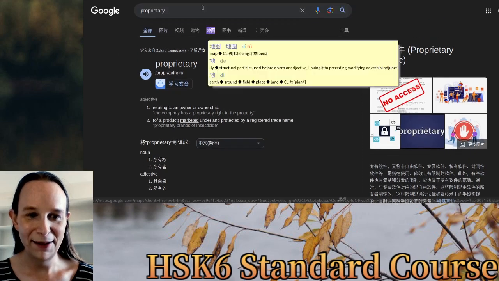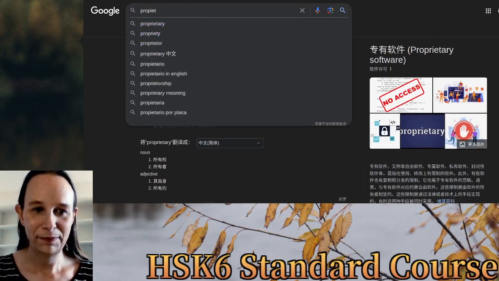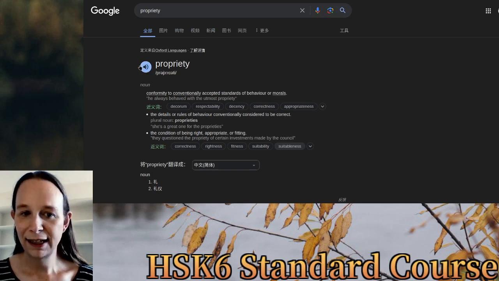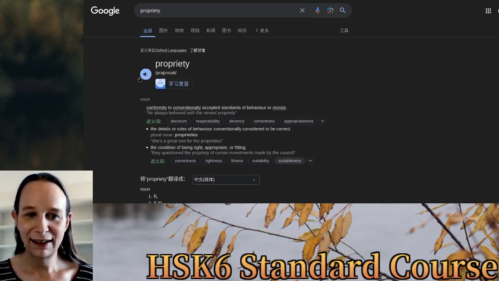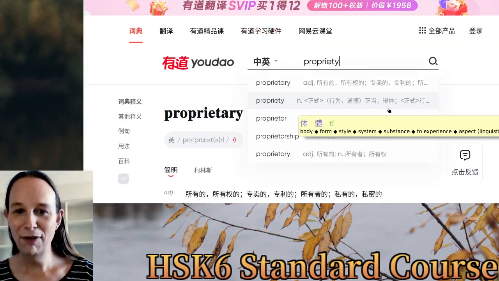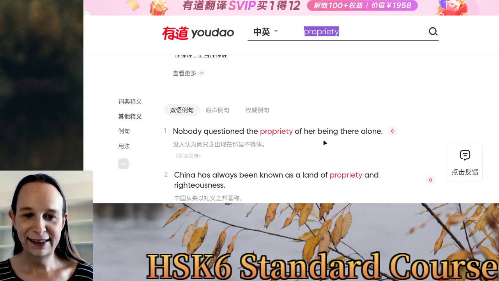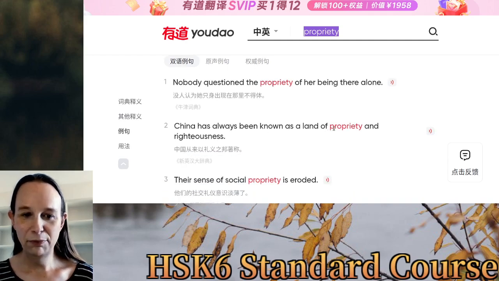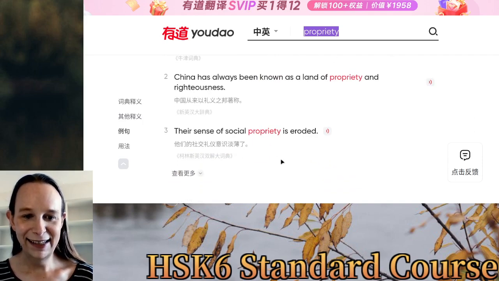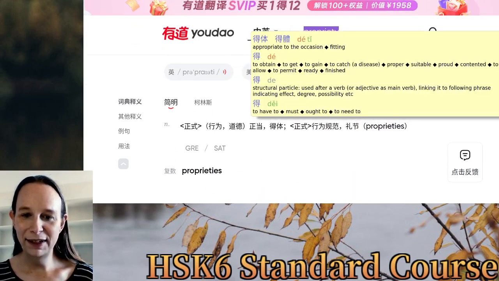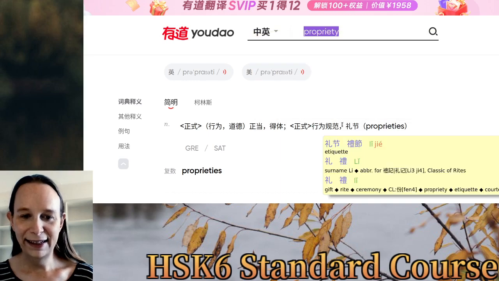Proprietary. No, that's not that one. Propriety. This one. Propriety. Okay, propriety. This is the word. A sense of propriety. I think this is Bentu. A land of propriety and righteousness. I don't see it used here. What did they translate it to? 正当 properness? 得体. Yeah, this is like dignified, I think. 礼节, etiquette.